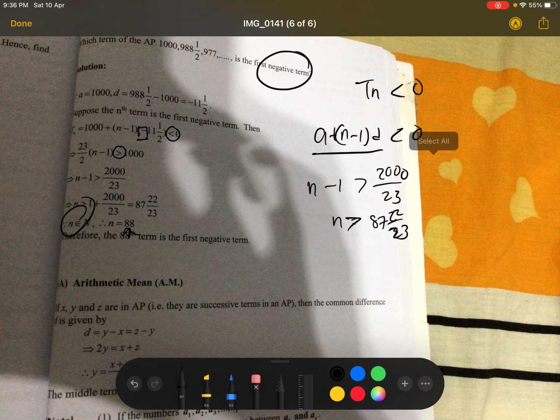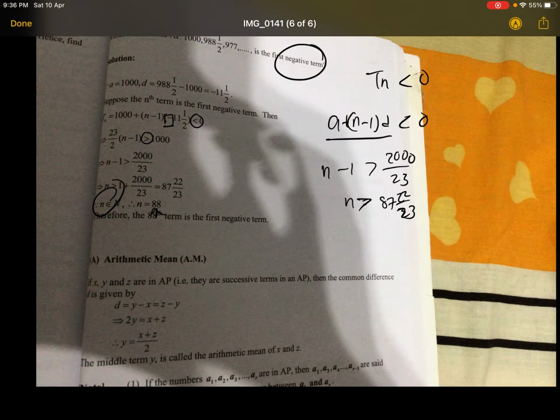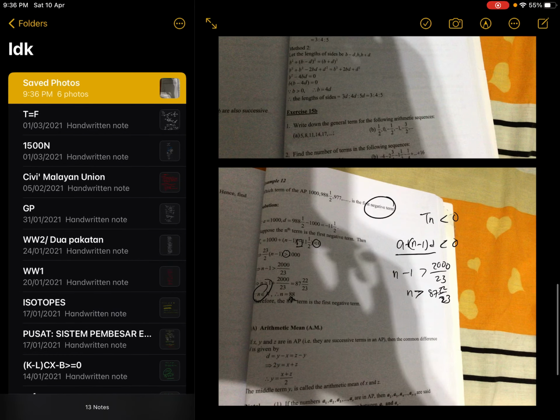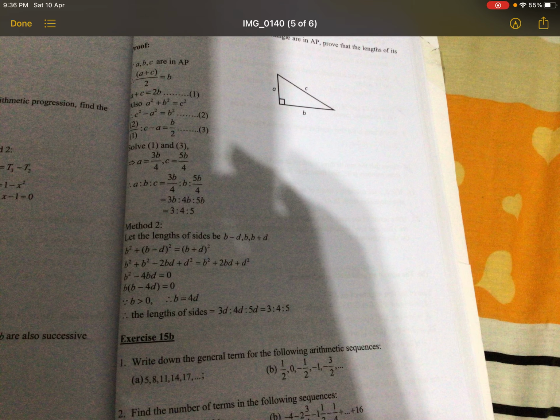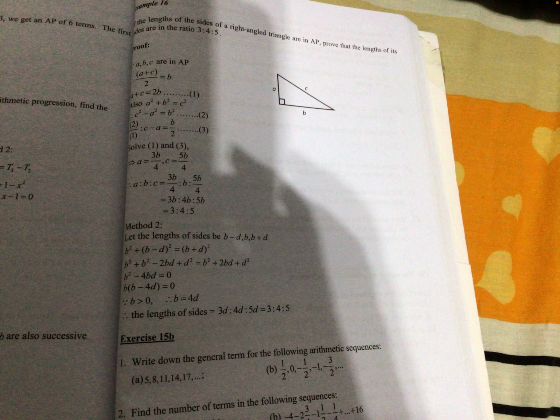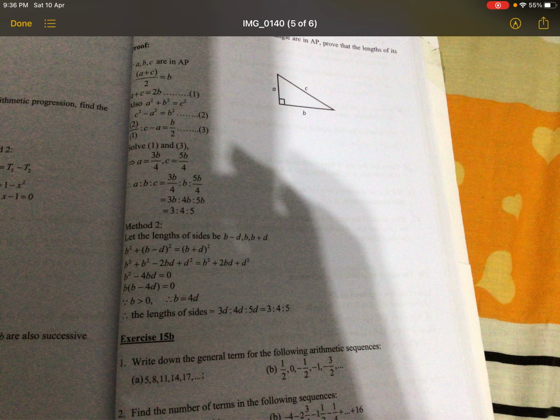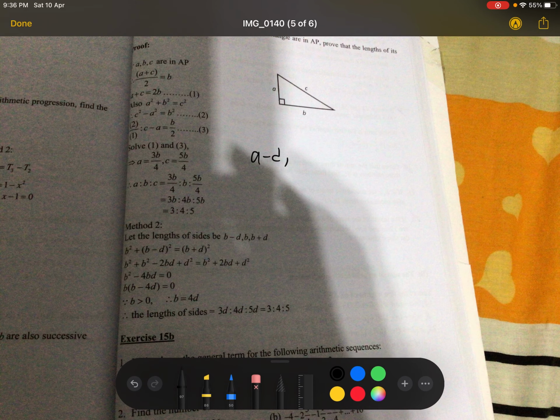Okay, the next one, let's see if I can. The next one would be this. The reason why I want to mention this one is because it mentions 3 sides. So when you mention 3 sides, the first thing that you want to think about is you want to let your sides become a minus d, a, and a plus d. And that is because if you were to add these 3 together, you will get 3a. So you will not need to use the d anymore.